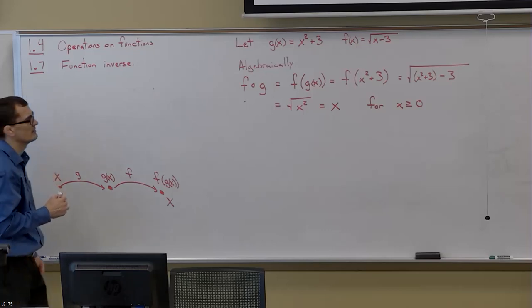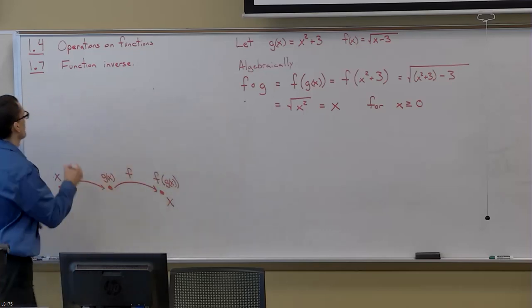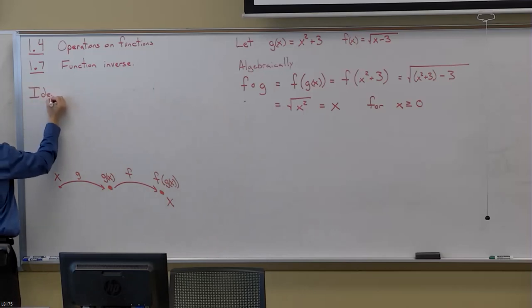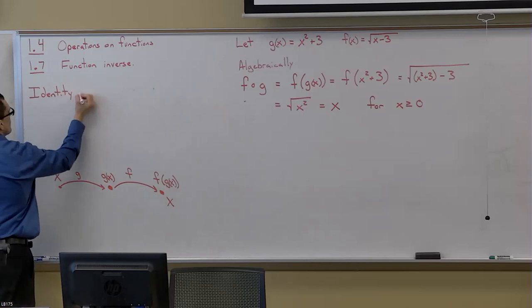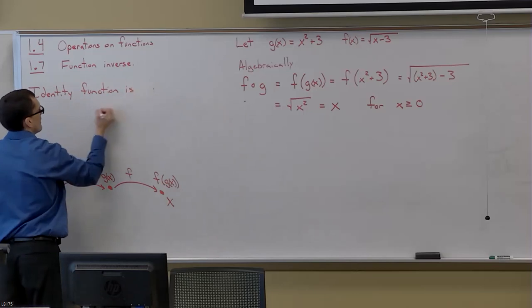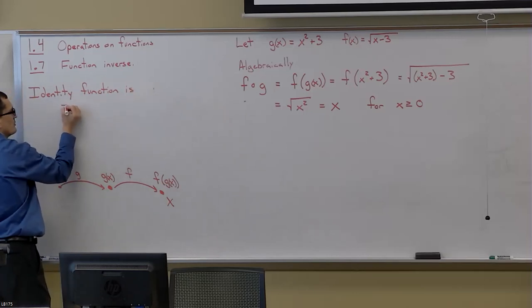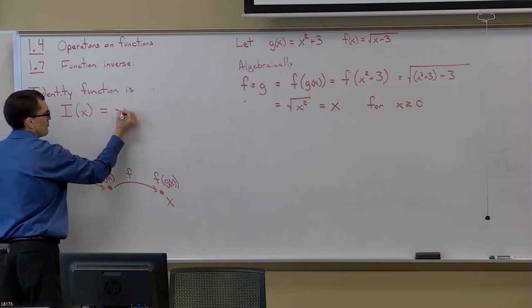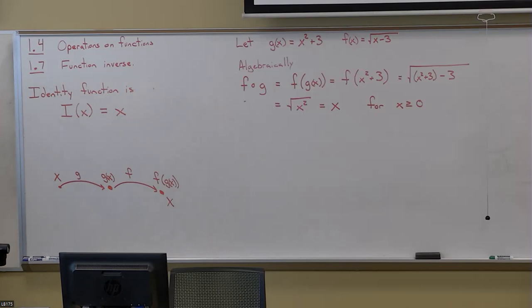So first, the identity function is one where you input an x and the output is that very same value. So it's a function where you input an x, you get out an x.